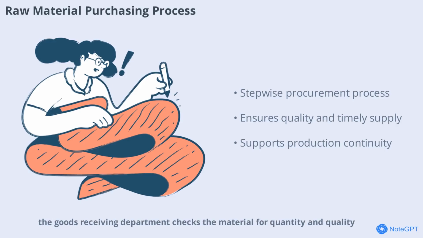Upon arrival, the goods receiving department checks the material for quantity and quality, and a goods receipt note is prepared. Finally, the accounts department verifies the supplier's invoice against the purchase order and goods receipt note before approving payment. This structured approach ensures that materials are procured at the right price, in the right quantity and quality, and at the right time, supporting smooth production operation.